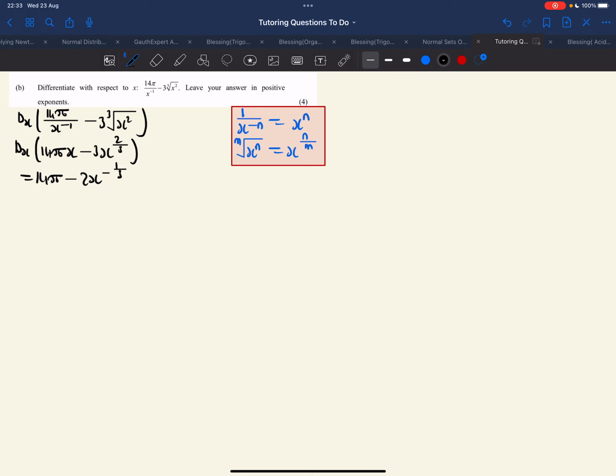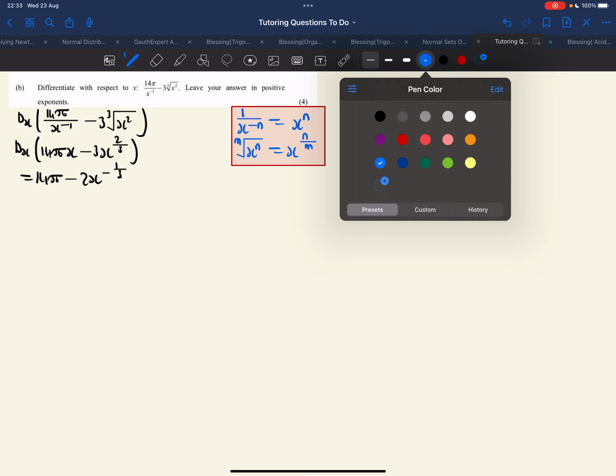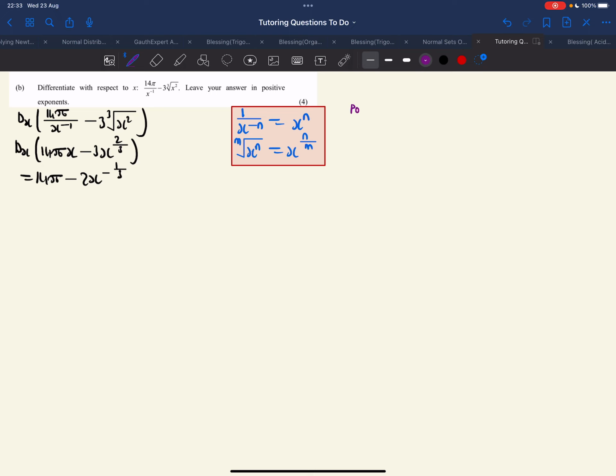Now remember, the reason why I'm getting all those answers is because I'm using the power rule. According to the power rule for derivatives, if you have d/dx of x to the power of n, you basically say n times x to the power of n minus 1. So that's how I'm getting those answers there.